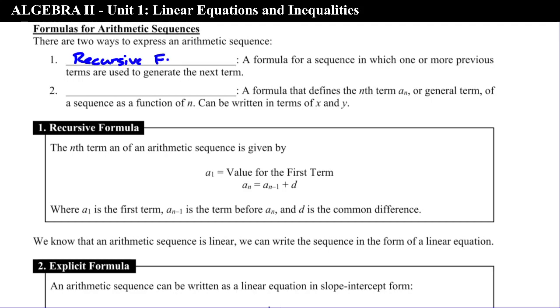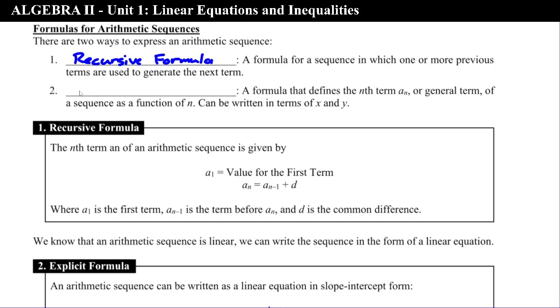And it's called a recursive formula because it depends on knowing a little bit of information about the sequence already. It's a formula for a sequence in which one or more previous terms are used to generate the next term. So you already need to know what some of the terms are in the sequence to be able to generate the next terms. Very similar to how we found the next term in that example above. Okay, we'll talk a little bit more about recursive formulas here in a moment. Let's talk about what the other one is.